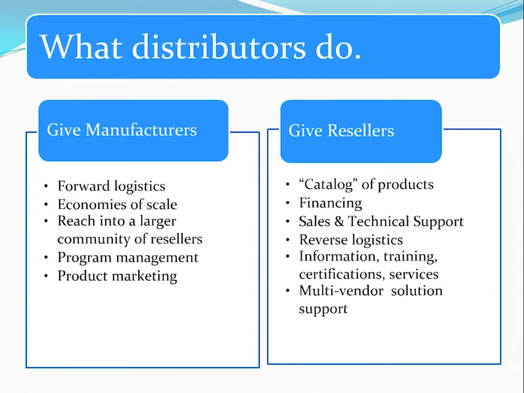What a distributor does for resellers is we give them the catalog, we put everything all in one place, give them a nice catalog to buy from, we finance the deal, we give them sales and tech support, we give resellers reverse logistics, you can always send a thing back. We give them information, training, certifications, services, all the things that they need to be smarter, better at their business. And importantly, we give them multi-vendor solutions. Very few solutions are really all one vendor branded thing. And so you're going to put things together, and the distributor is the resource that helps you put those things together and helps you make sure one thing works with another that has a different brand. And so that's what distributors do.